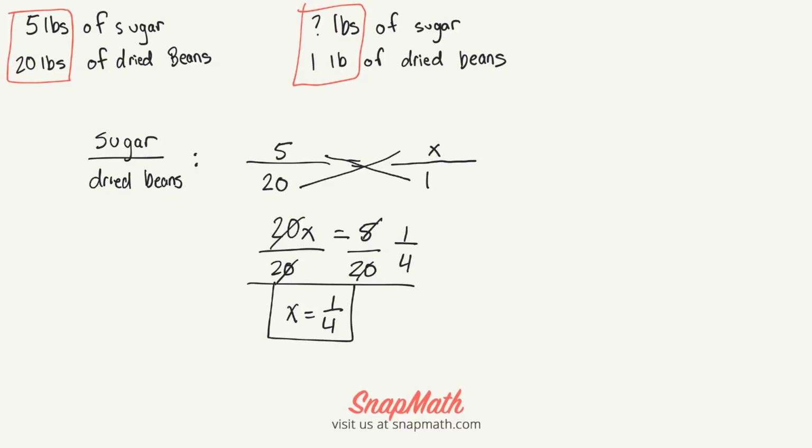So we will need 1/4 pound of sugar for 1 pound of dried beans.